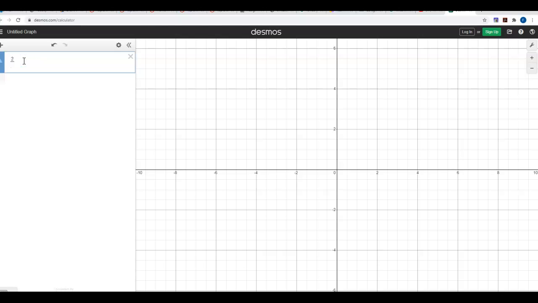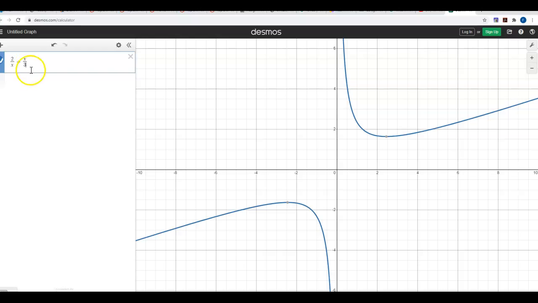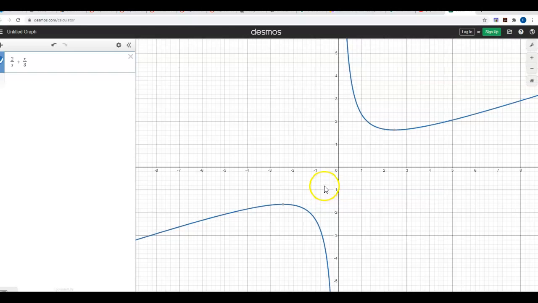We have 2 divided by x, and then plus we have x divided by 3. So here is what our graph looks like. Now if I zoom in just a little more, I'm going to show you what's happening. This graph on the left, as you can see, it's increasing, increasing, and then it gets to a highest point, and then it goes back down. Where it reaches the highest point is in between the two x values, -3 and -2.